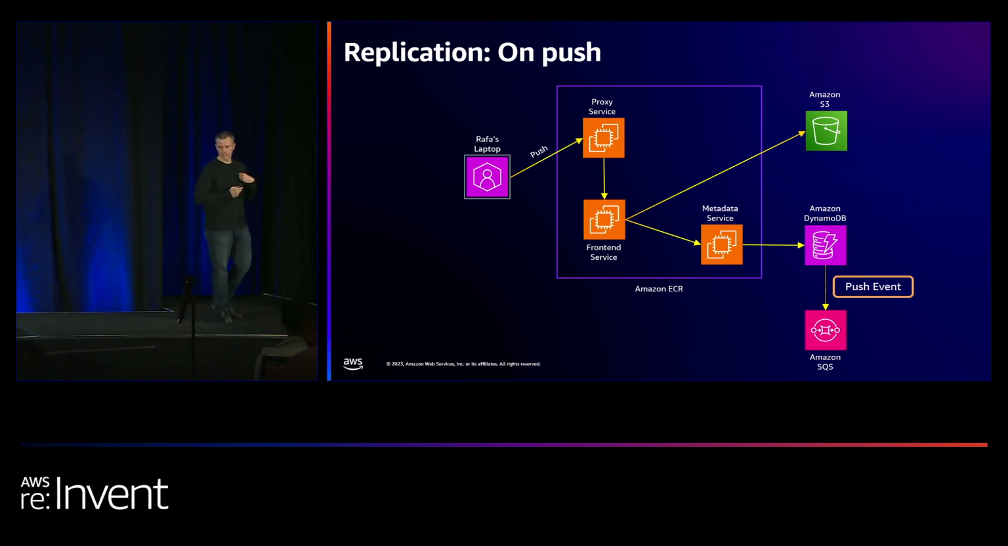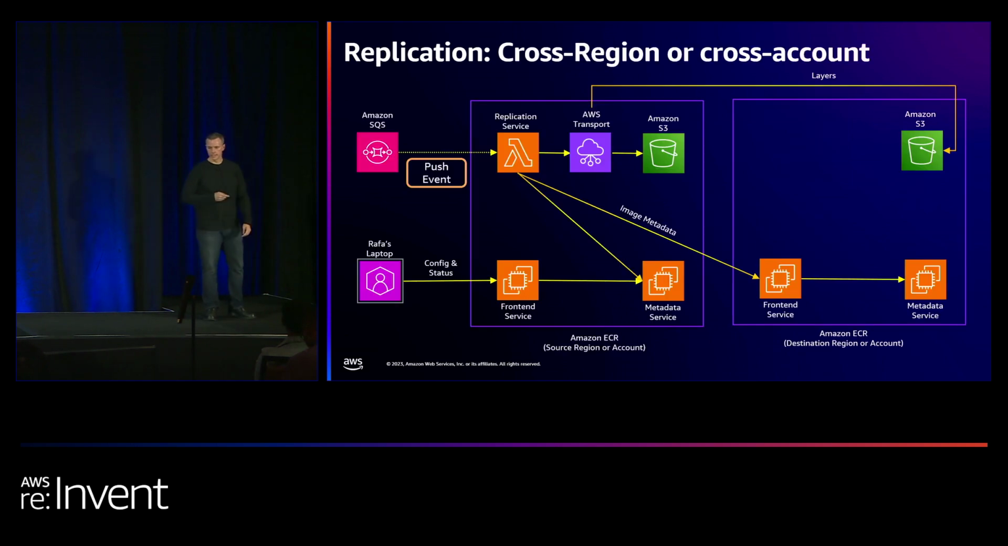And the way we do that is we basically listen to our DynamoDB table to know when the push happens, and that generates events that we put on an SQS queue. And then using that queue, our replication service, using Lambda, has workers that pull off those events and tell it, based on those rules that Rafa showed earlier, where does it need to replicate to? And in this case, we're sending it from one source region to a destination region.